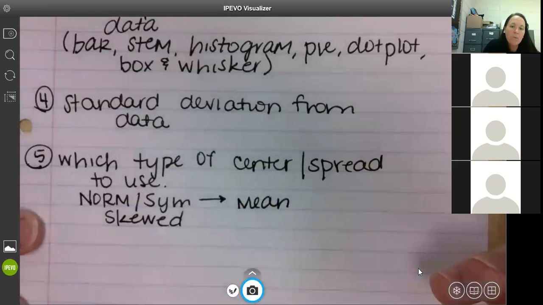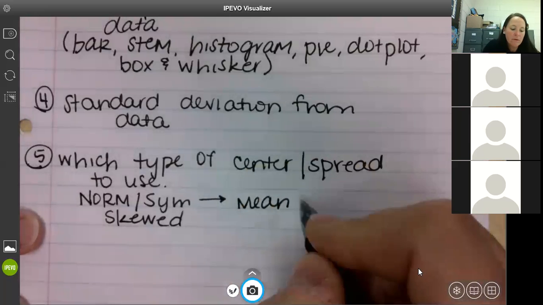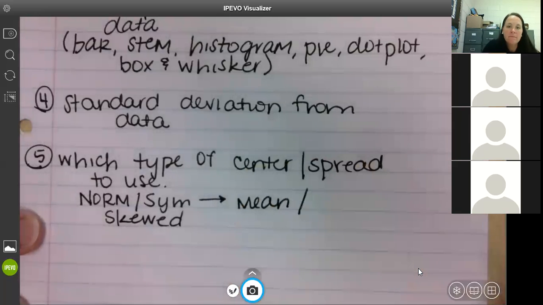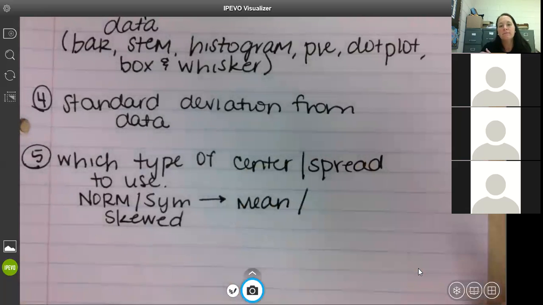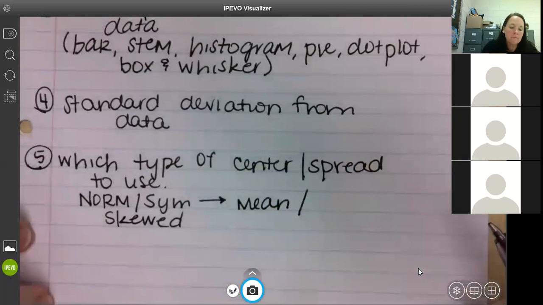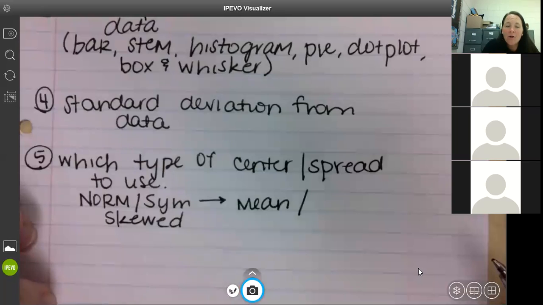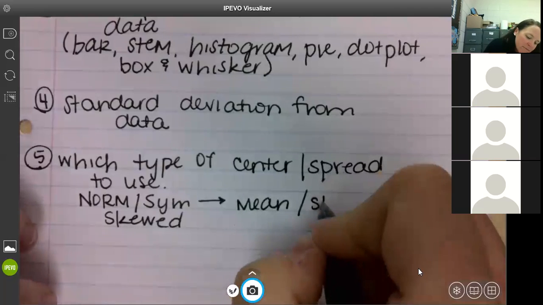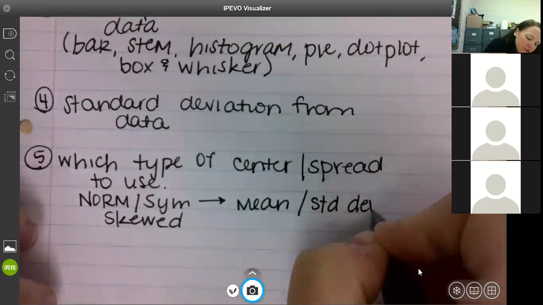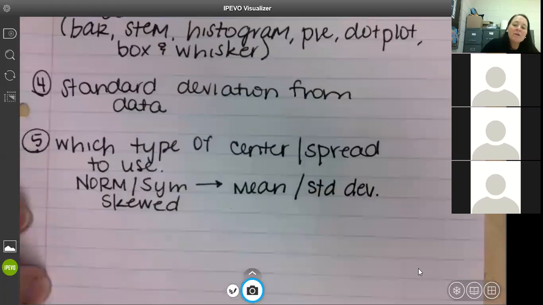IQR. Nope. Median. Nope. Median is another measure of center. Range. Nope, not the range. Standard deviation. Standard deviation. Good job. We might want to study that.